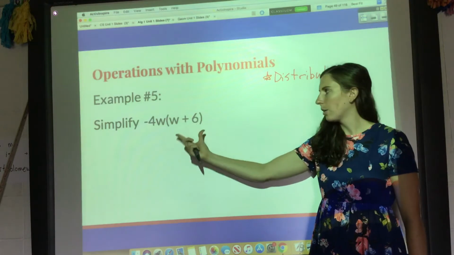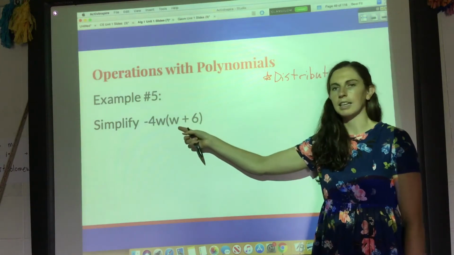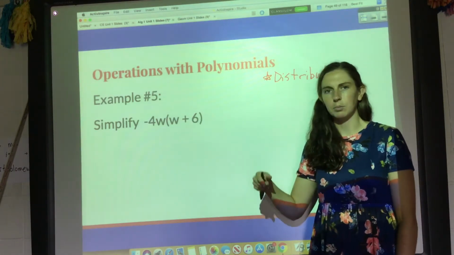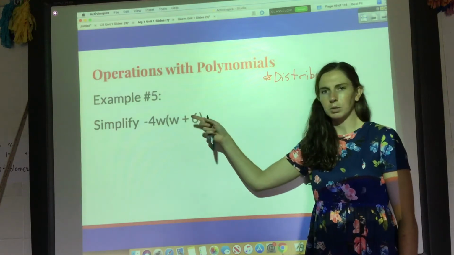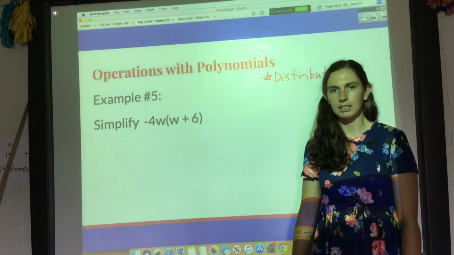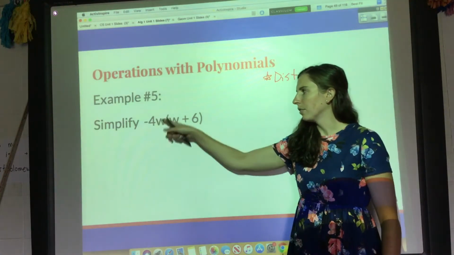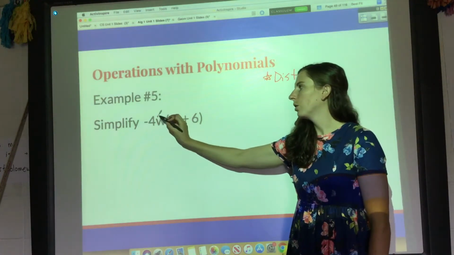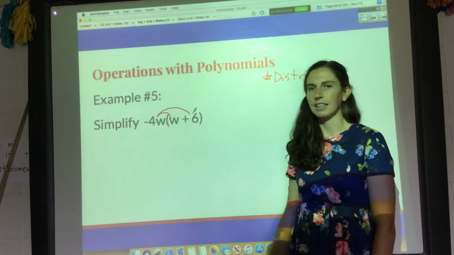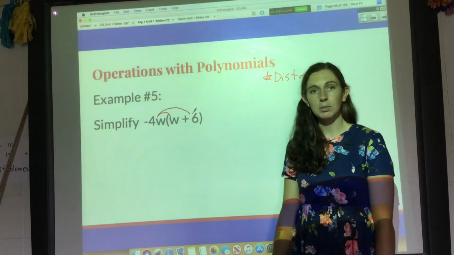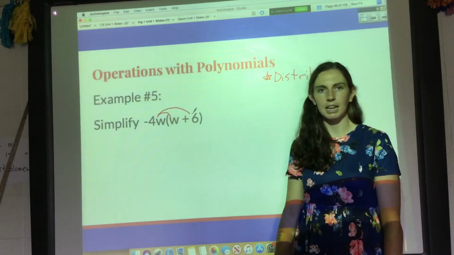So if I could, I would evaluate this parenthesis here. I would do w plus 6, but those are not like terms. I can't do w plus 6. They don't combine. So instead, we'll distribute whatever's in front to both of the terms inside the parentheses. We're multiplying here because it was written right up next to it.